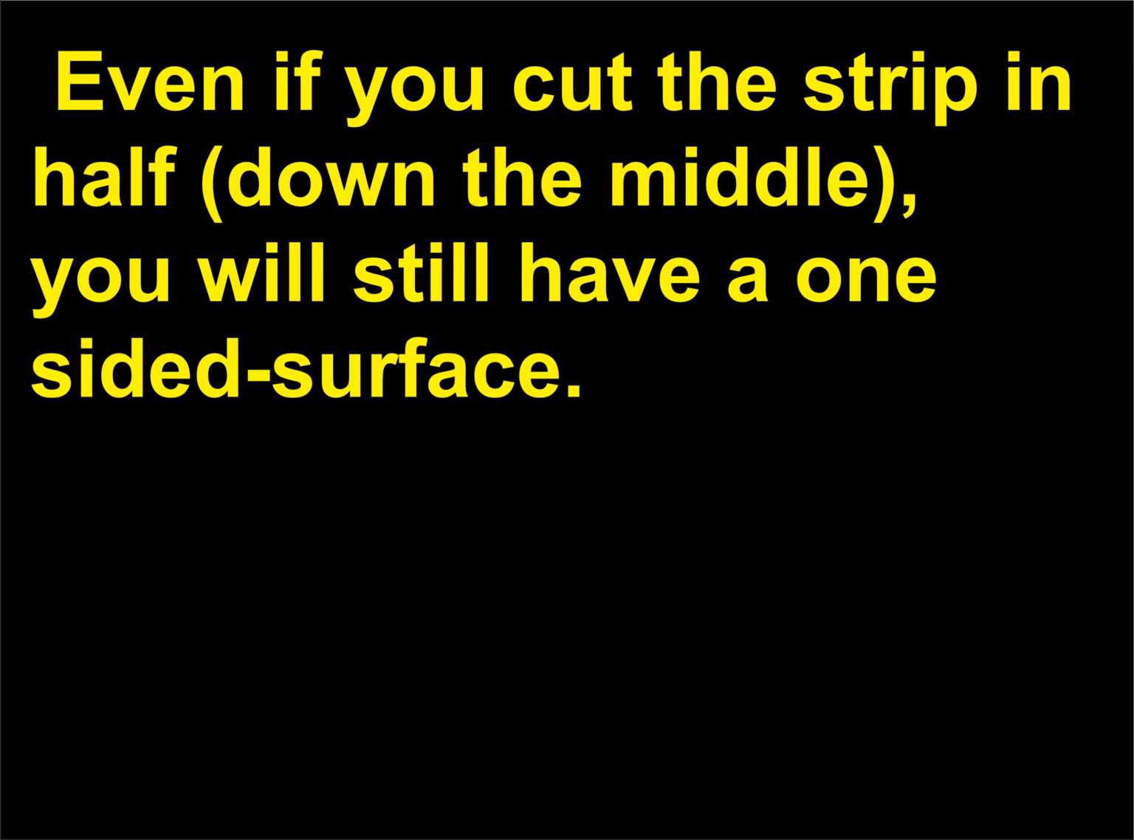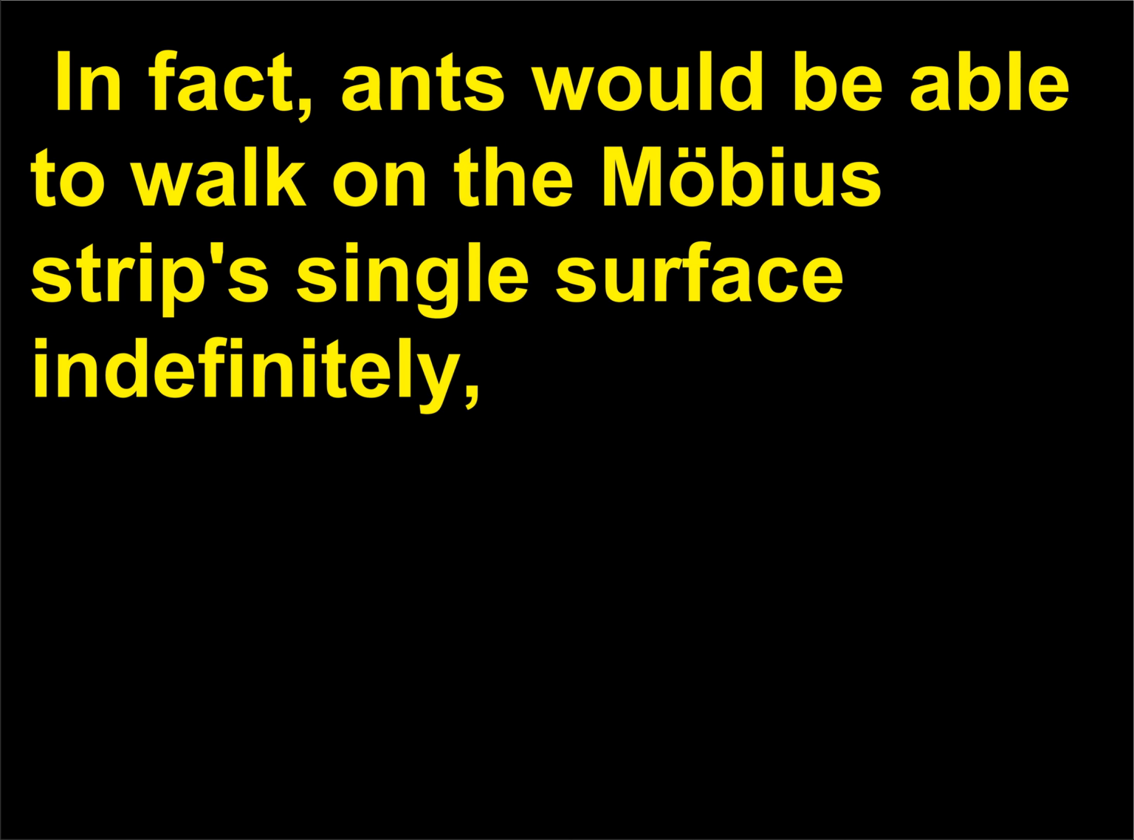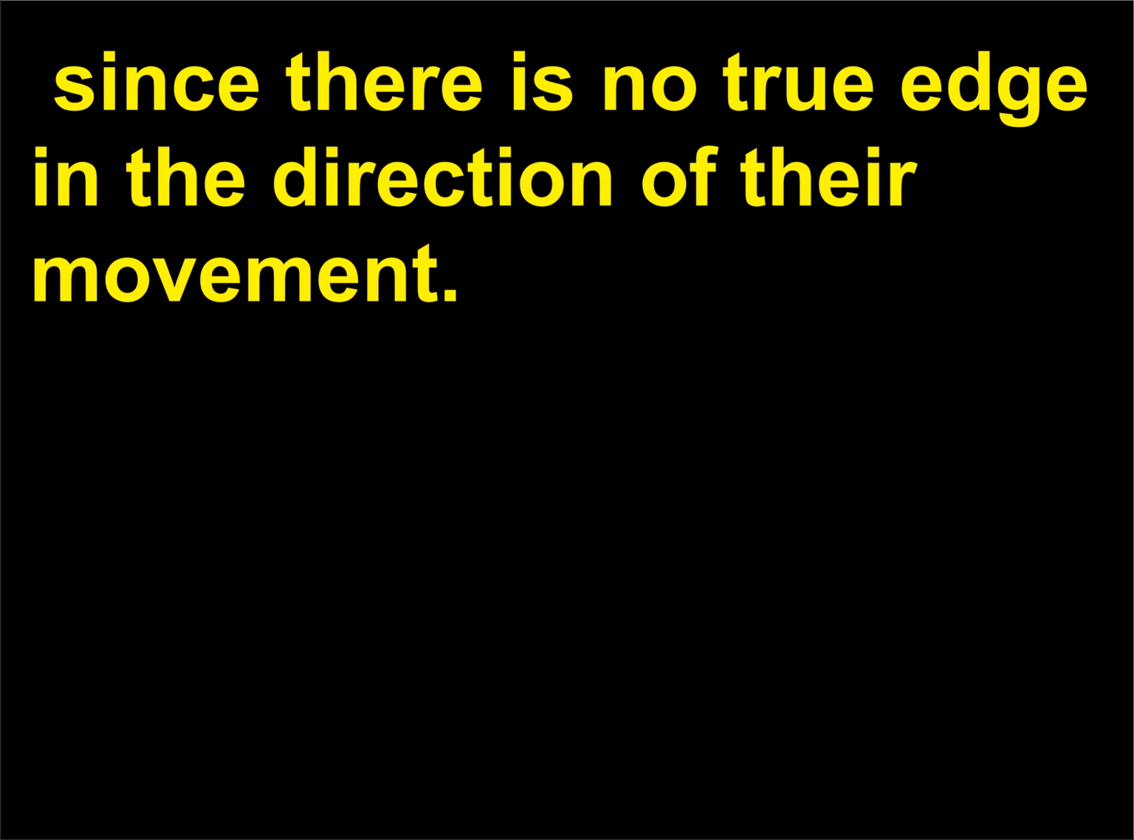Even if you cut the strip in half, down the middle, you will still have a one-sided surface. In fact, ants would be able to walk on the Mobius strip's single surface indefinitely, since there is no true edge in the direction of their movement.